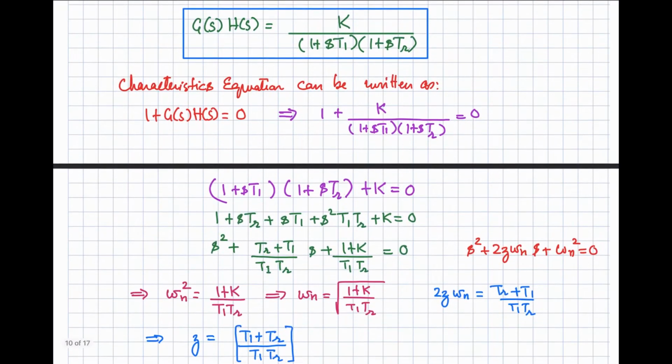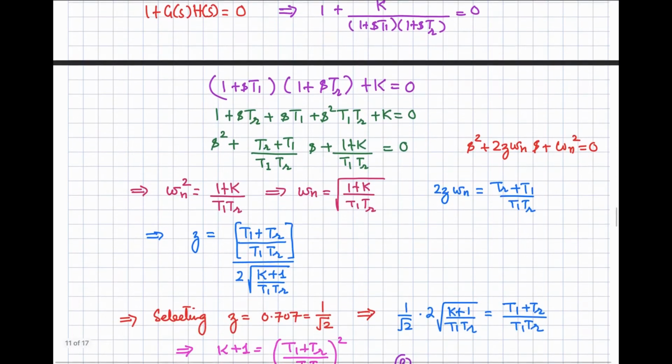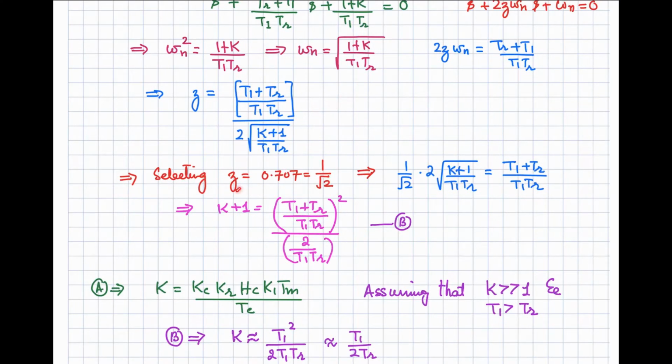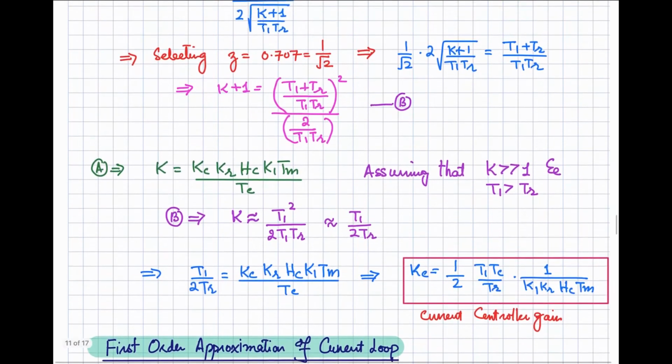From here we discussed the characteristic equation, and from the characteristic equation you can easily find out the information about the damping of your system and the natural frequency of your system. You can develop the characteristic equation and compare it with the second order equation, and by the comparison you can find out zeta and omega n. For the critical value of the damping you can set up a condition that is given by this expression B, and using this expression B we can find out the current controller gain.